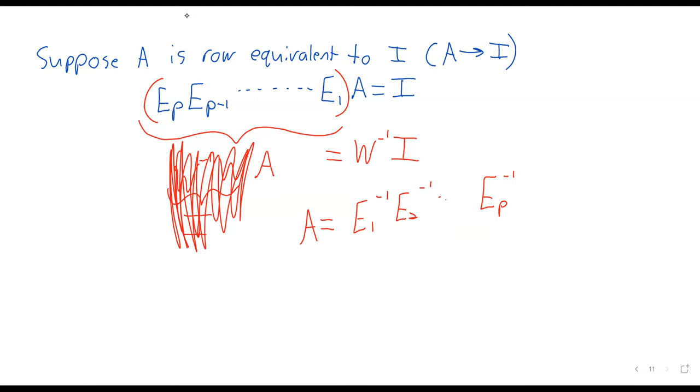A is invertible. I know that A is invertible because each of the elementary matrices is invertible. And we have a theorem that says the product of invertible matrices is invertible. So we've written A as the product of invertible matrices. A inverse certainly exists. And in particular, A inverse equals the inverse of all of this.